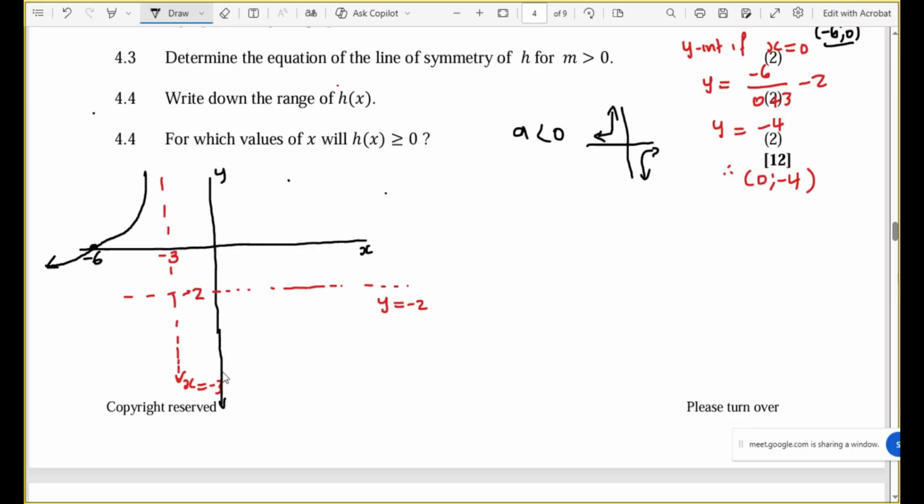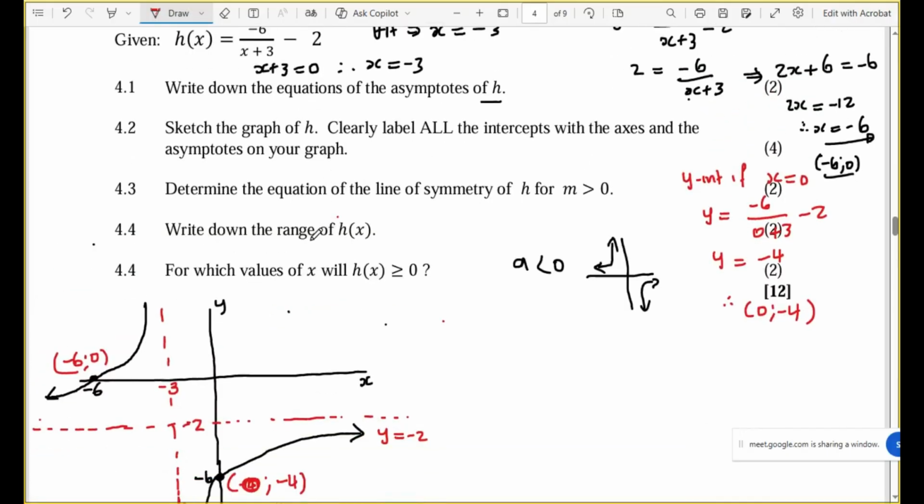Okay, and then it's at minus 6. The graph will be like this, but it must not touch the asymptote. So let me increase my asymptote so that everyone can see that the graph must not touch the asymptote. Okay, it must not touch those asymptotes. Right, so that's your graph. You'll definitely get the mark for indicating the minus 4 and or the 0 and minus 4, and also make sure that you indicate the minus 6 and 0. Then you'll get all the marks.